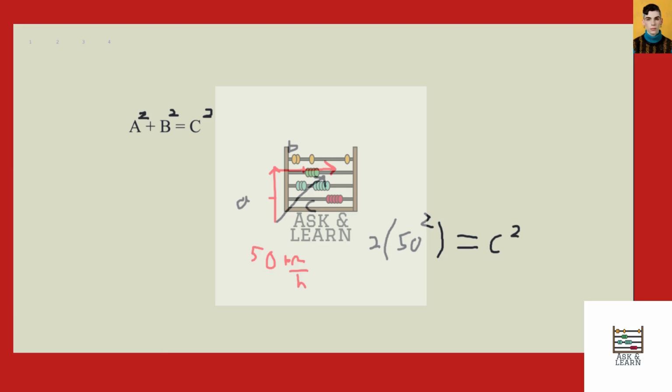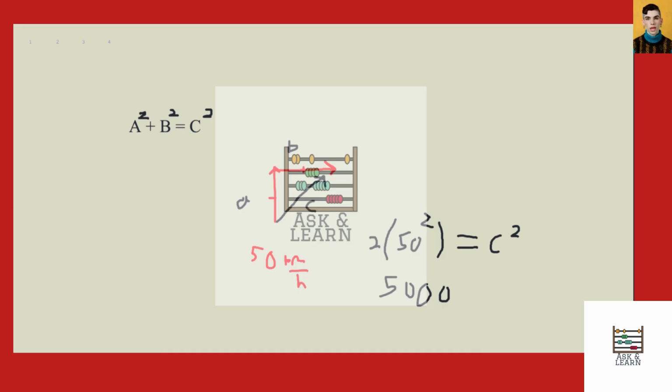So what is 50 times 50? 50 times 50 is 2,500. Times 2 is going to be equal to 5,000. So 5,000 is equal to the magnitude squared. So now we need to find the square root of 5,000.